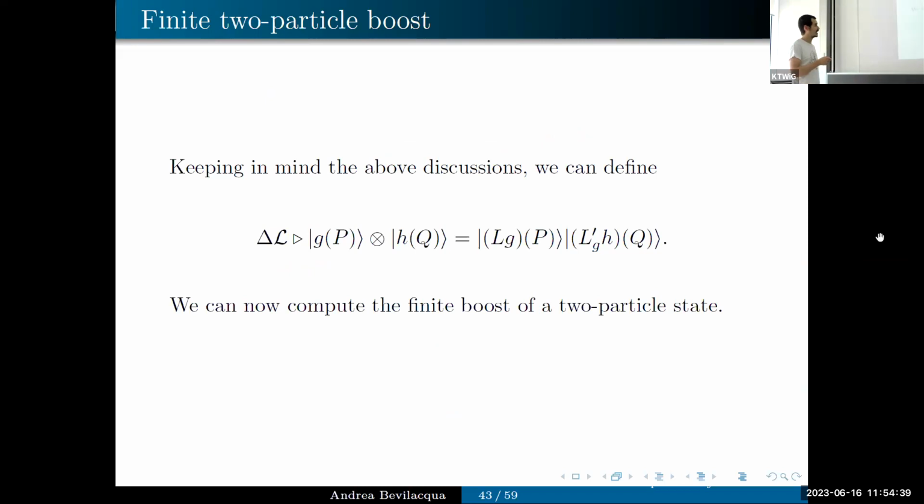Okay, so now, just to be explicitly clear, how do we act with a coproduct on a tensor product state? As I said before, since multiplication from the right is irrelevant, only the matrix acting from the left is the relevant one. So whenever we have this product over here, only L acts on G, and only L prime G acts on H. And now we have both matrices. So now we can compute the finite boost of a two-particle state.